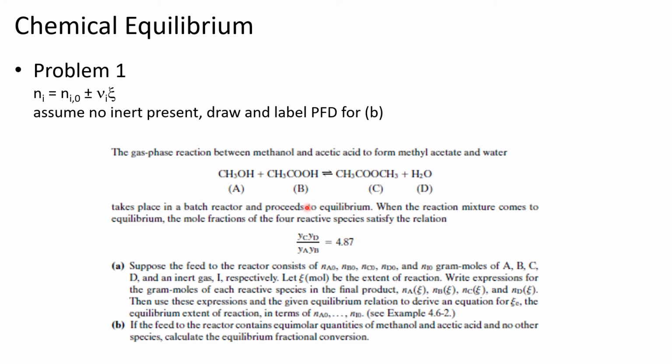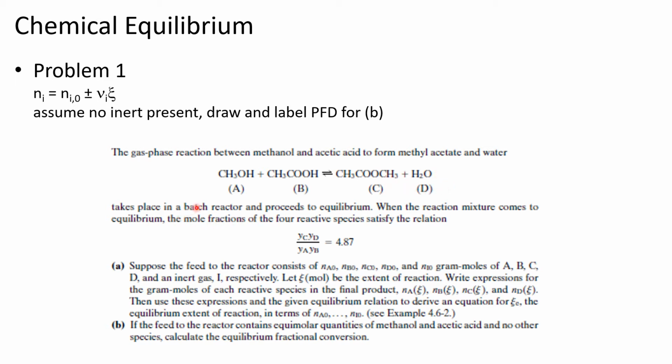So the description of the problem we're going to work is here. We have a gas phase reaction between methanol and acetic acid to form methyl acetate and water. The 4 species are shown here. It's an equilibrium reaction, as indicated. Now, here in this statement, the letter A is used to represent methanol, the letter B is used to represent acetic acid, C the methyl acetate, and D water. We're also going to use letters. We're going to use M for methanol, A for acetic acid, Ma for methyl acetate, and W for water.